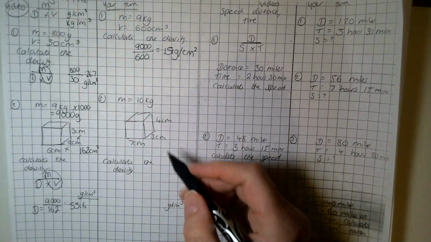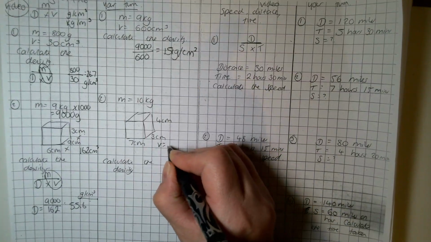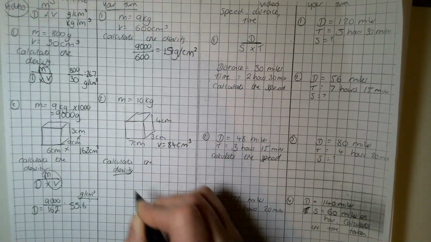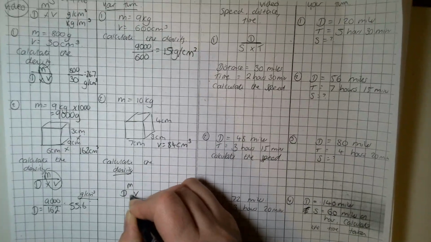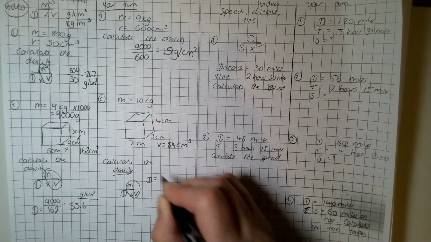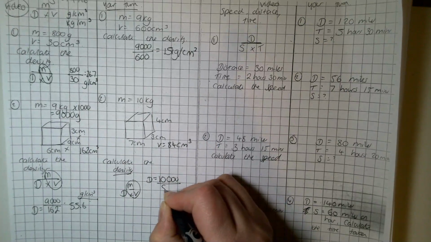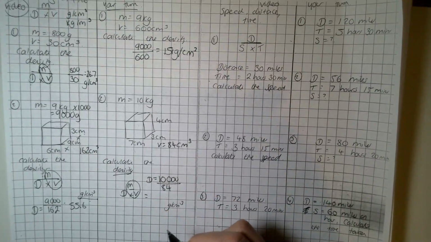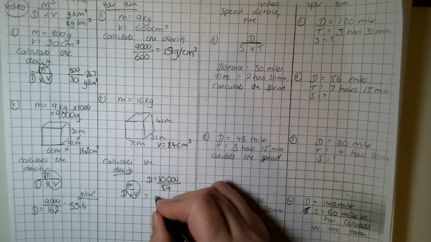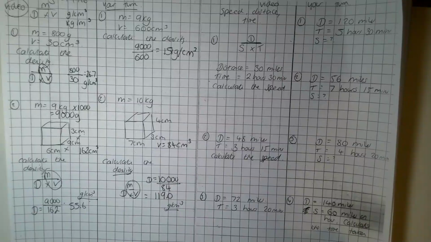For this one, you have to work out the volume, so 7 times 3 times 4. So the volume of the cuboid is 84 centimetres cubed. We are working out the density. Remember, density is going to be mass divided by the volume. So we're going to have to do a mass of 10,000 divided by a volume of 84. So I'm going to put that in my calculator, 10,000 divided by 84, and you should have got 119.0 grams per centimetre cubed.